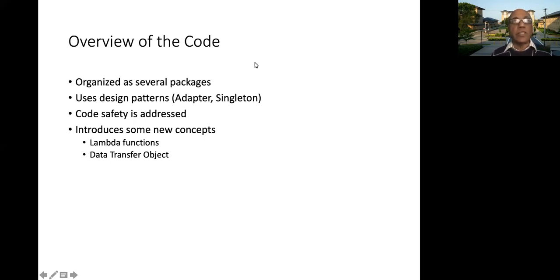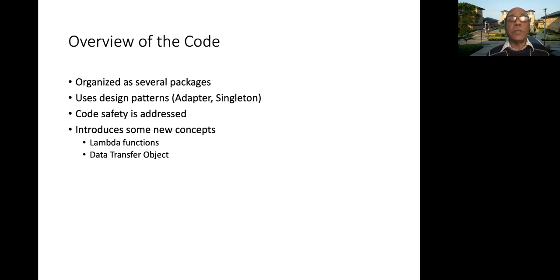The code is organized into a number of packages, which we will see towards the end, the organization of the packages. And it uses the adapter and singleton design patterns explicitly. And it also improves upon iterator, and it implements the facade pattern. Code safety is given some prominence here so that malicious users cannot destroy data integrity. And we also introduce some new concepts such as Lambda functions and data transfer objects.